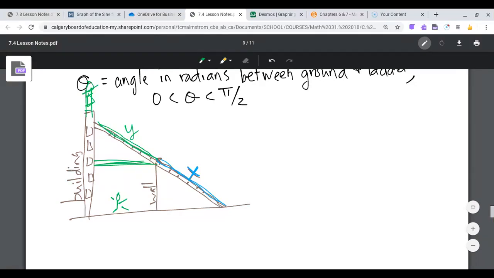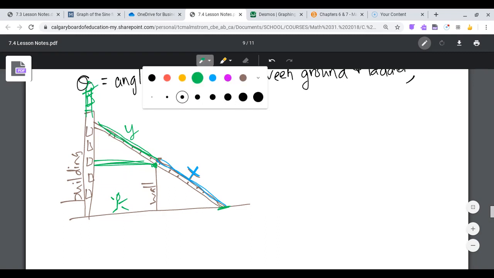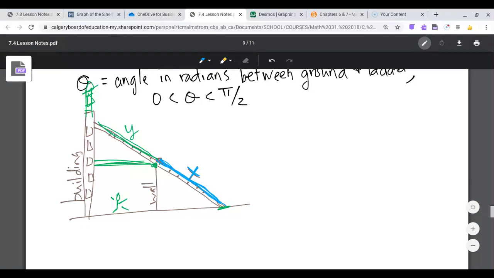Okay. So here's our scenario. We have a ladder that's leaning up against the building. It's touching the top of the wall and it's resting on the ground down below. Okay, so I have x being this length right here. What else do I know? I'm going to make myself a little triangle here. I know the length of the wall is 1.8.